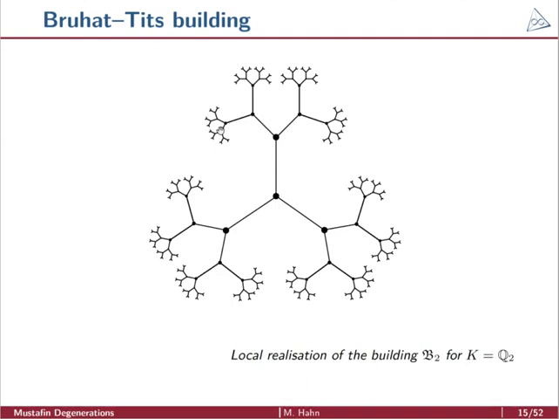So for example, if we just move to the building B3, so we go up in dimension by 1, we no longer only have vertices and lines, but we also have triangles. And then we successively glue triangles to each other. And in some sense, these buildings can get arbitrarily complicated for more complicated parameters, but they will always remain CAT(0) spaces, if that means anything to you.